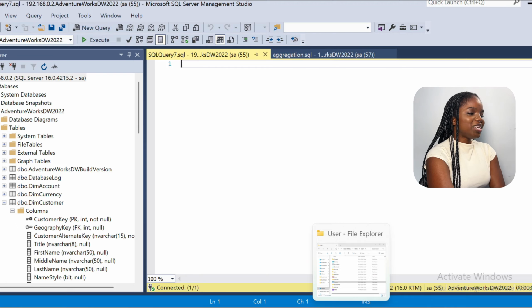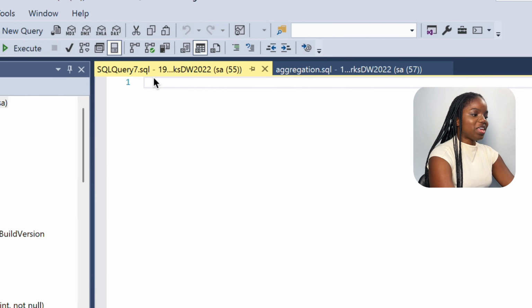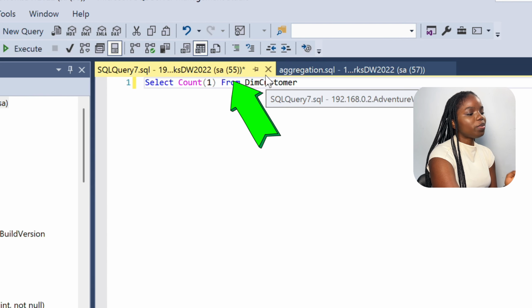So the first thing we need to know is how many customers we have, and if we want to do that, what do we do? We count the number of customers that we have from our database. So we have a table called dim customer, and we'll be counting every entry from that table. So I would have SELECT. You already know by now that we always select. So this will give us the number of customers that we have.